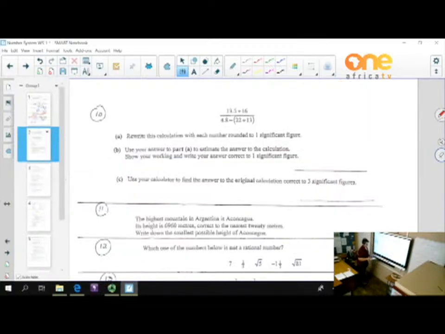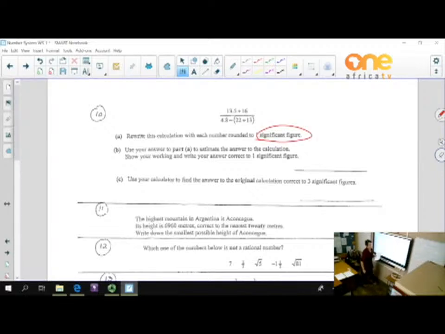Right, page 2. Rewrite this calculation with each number rounded to one significant figure. So we must first change these numbers to one significant figure, each of them. So 13.5 to one significant figure will be 10, because it's not more than 5. 16 will be 20. 4.8 to one significant figure, the 8 will influence it, so it is 5.